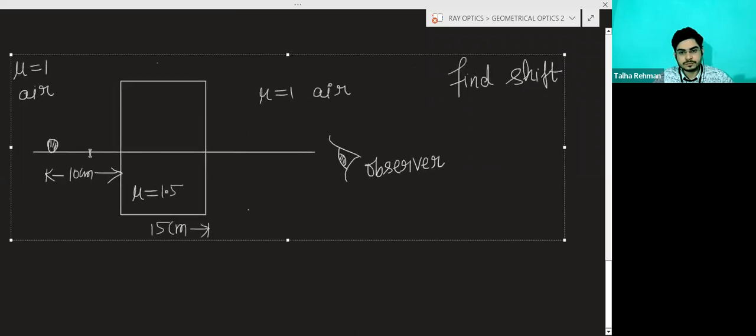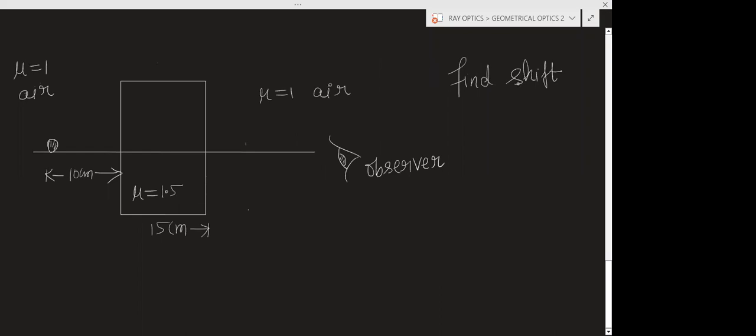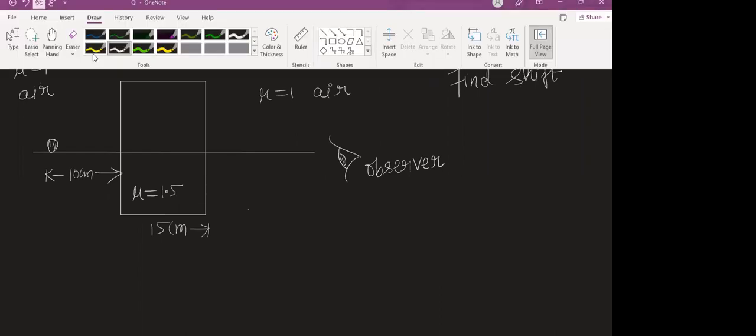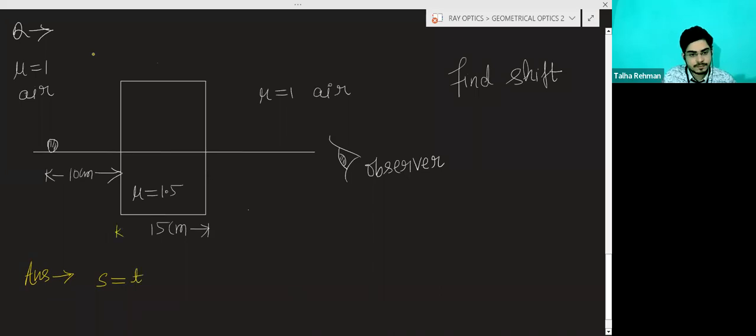This is the object, and they are asking to find the shift. Here, on both sides of the glass slab there is air, so the formula for the shift is given by the thickness of the glass slab multiplied by 1 minus 1 upon the refractive index of the glass slab.